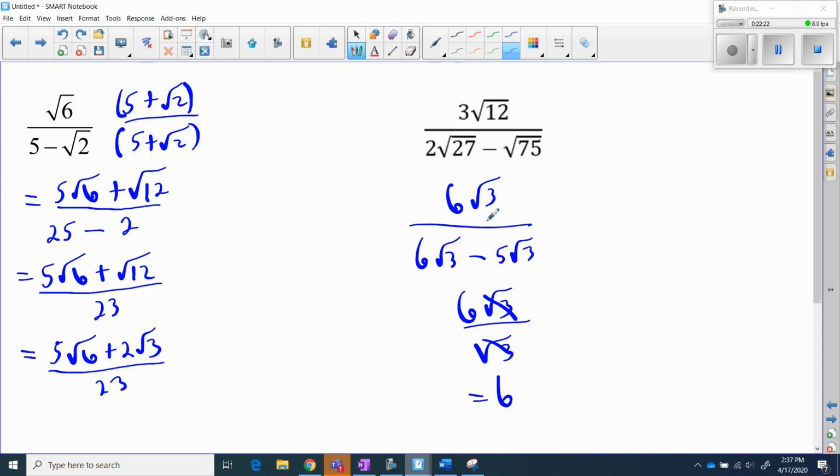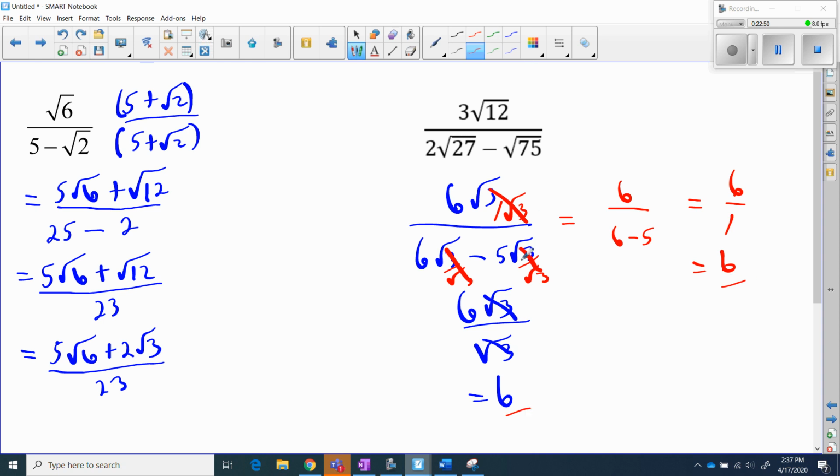Another way you could have done it is somebody might have recognized that, well, they all have a radical 3. Why don't you just divide everything by square root 3? That would have worked too. It's the beauty of math. You don't have to all do it the same way as long as you do things that are mathematically correct. Divide those out, they're gone. You're left with 6. Divide those out, they're gone, they're gone, they're gone. You're left with 6 minus 5 on the bottom. 6 over 1. 6. Same answer, slightly different way.